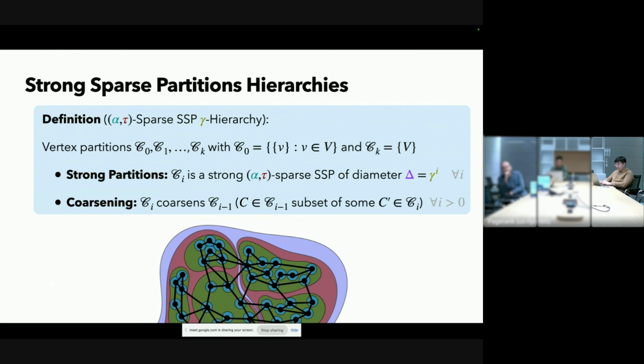Now, one thing I'll note is if you didn't have this coarsening property, you could just independently compute each level of this hierarchy by calling this algorithm that I already described.